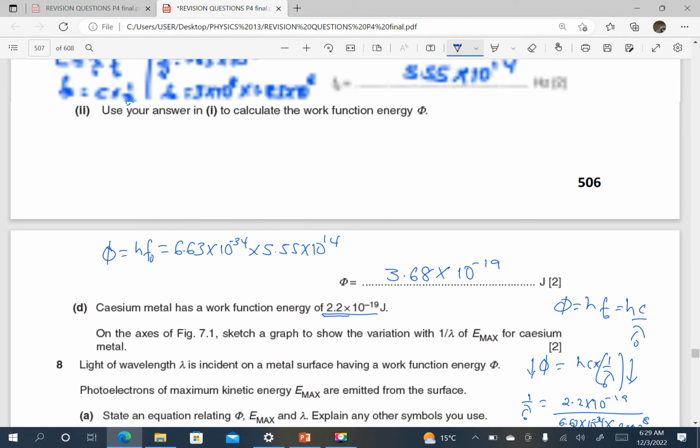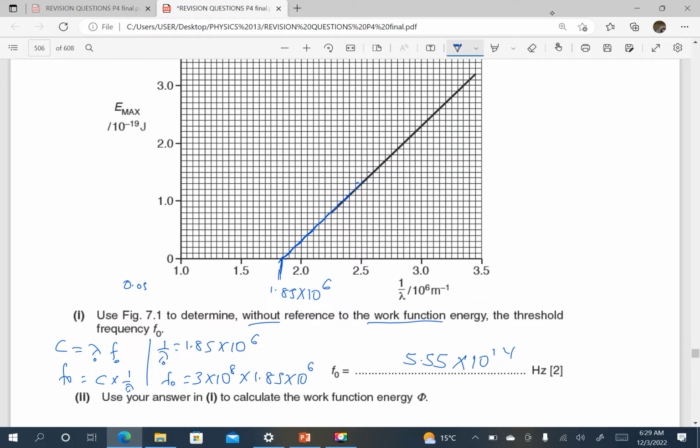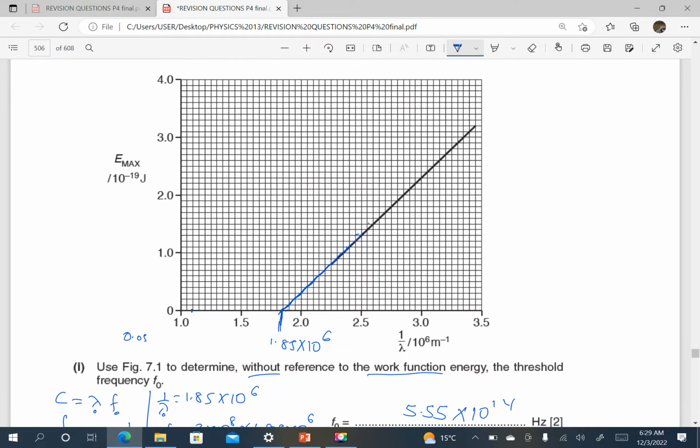So we just look for it from the graph. 1.1, remember the scale is 0.01, so this is 1.05 and 1.1 is here, two small boxes. Remember these two lines must be parallel because the gradient does not depend on any other factor. The gradient is a constant, the gradient is equal to Hc, so the lines are always parallel to each other. So let's sketch this graph.